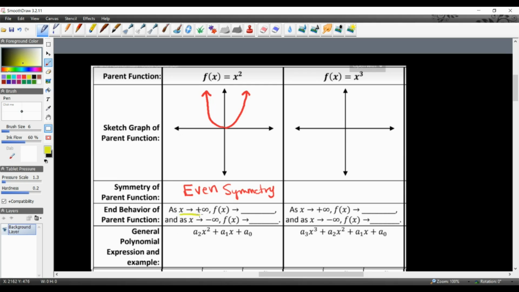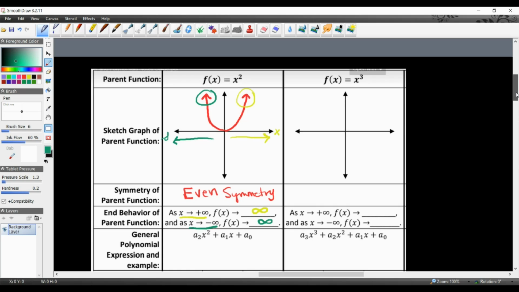As x approaches positive infinity, so this is our x right here, as we're going this way, f of x is going, well, if we look at what our graph here, f of x is doing, it looks like it's rising, right? And it's rising to infinity. So f of x is going to positive infinity. As x approaches negative infinity, so now we're looking at the other side as we're going to negative infinity over here somewhere on x, f of x is still rising, so it's still going to infinity.